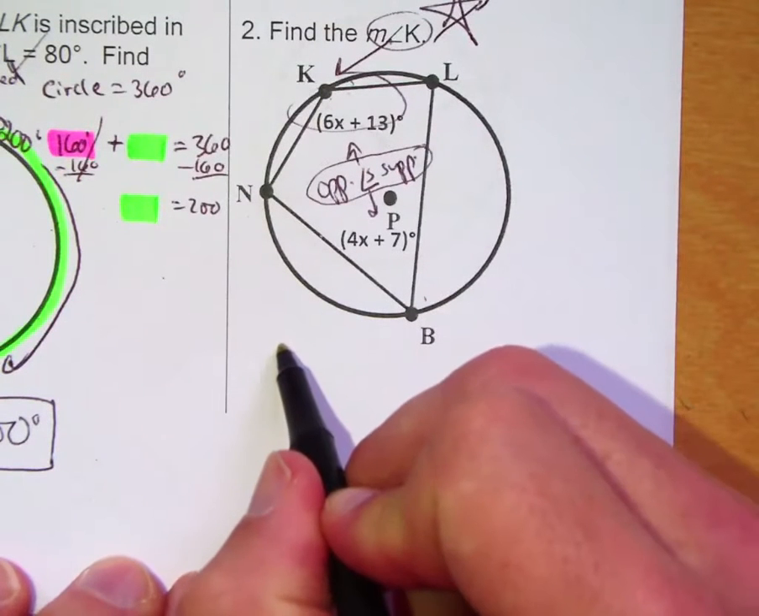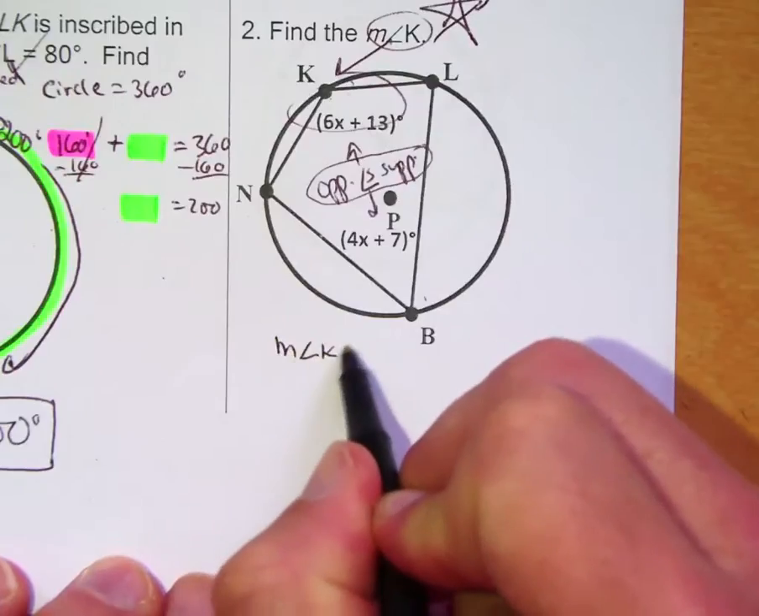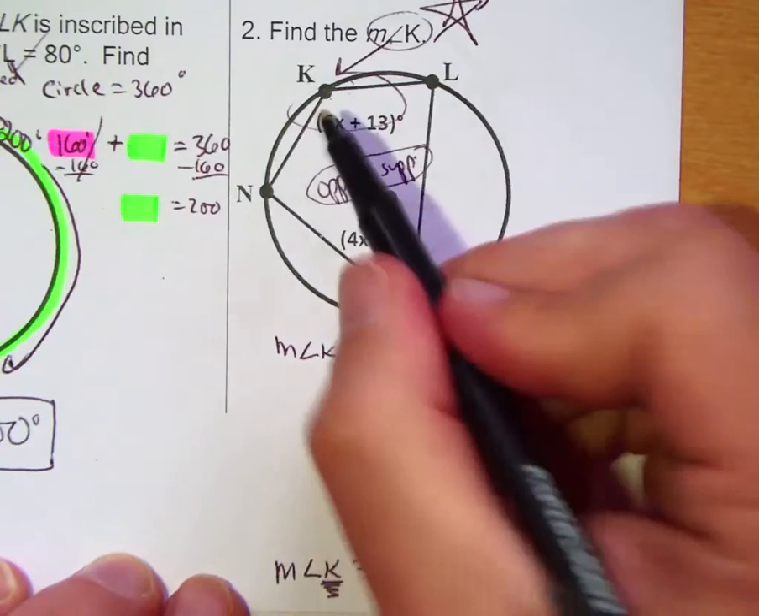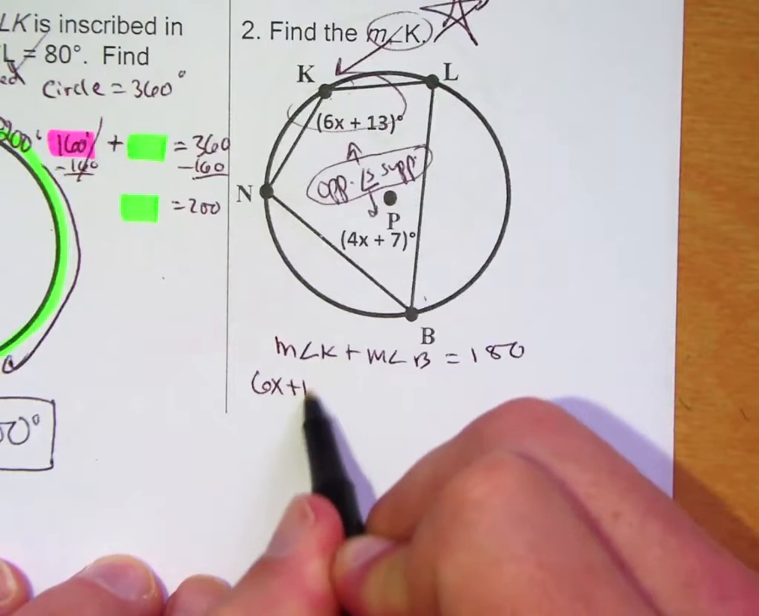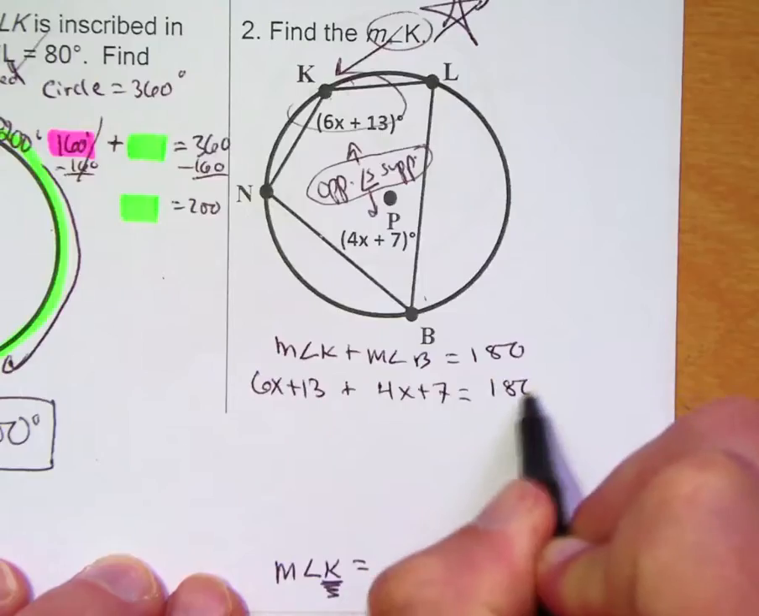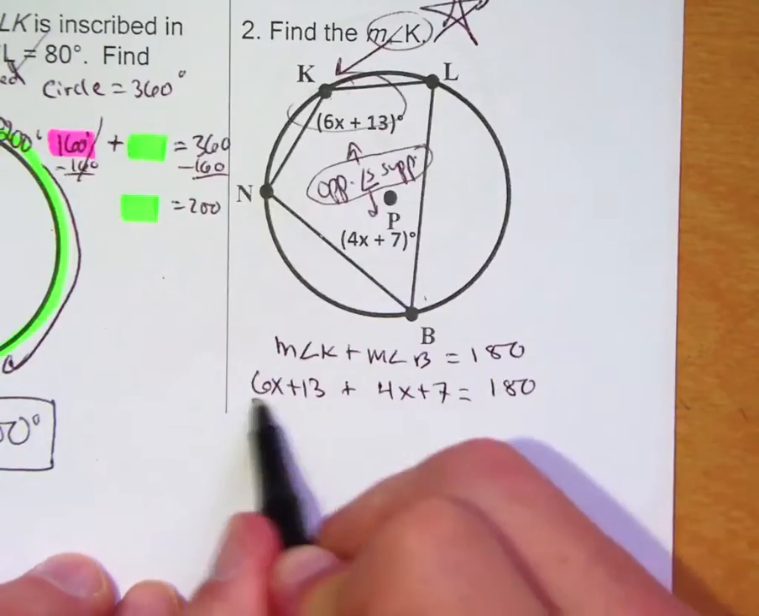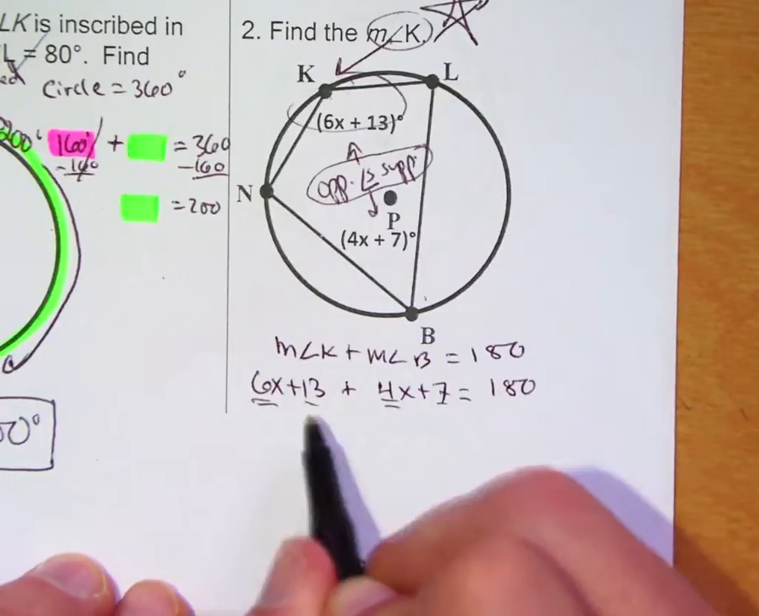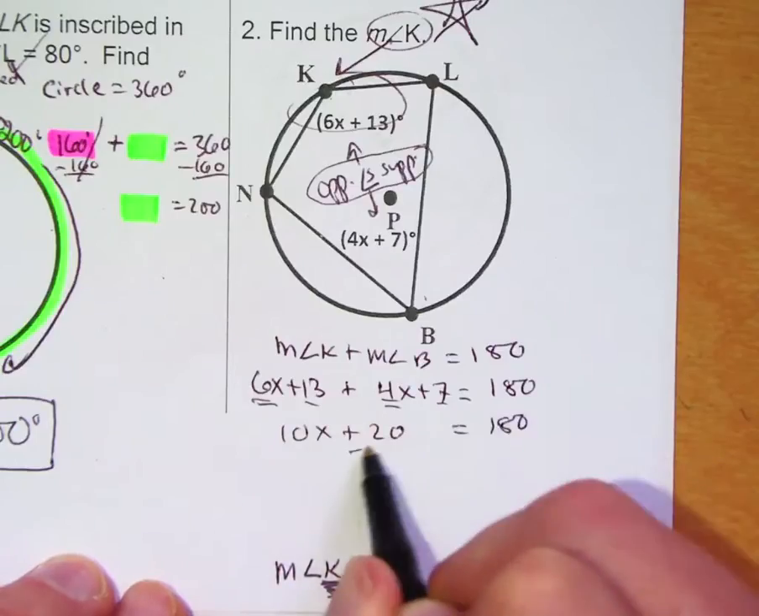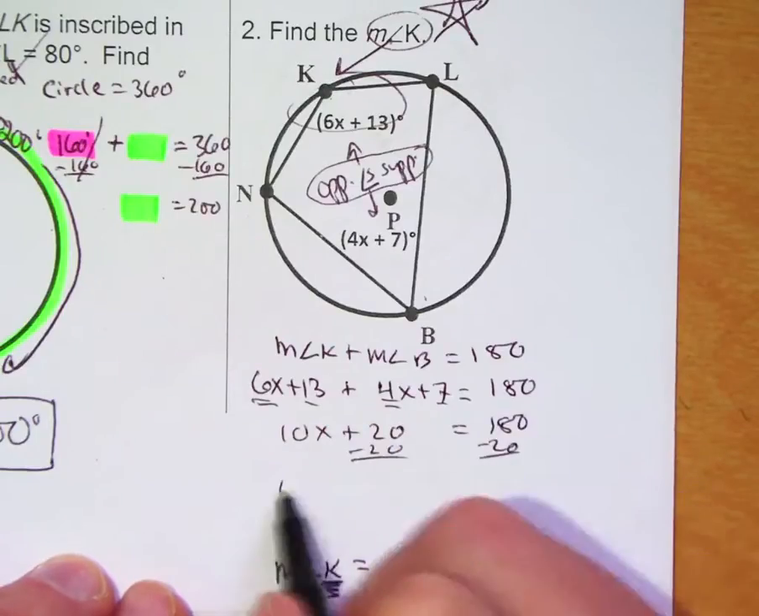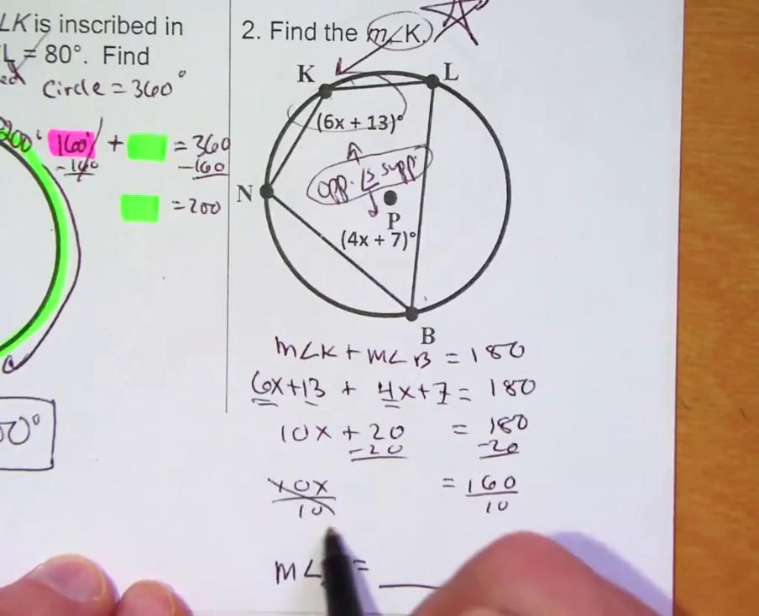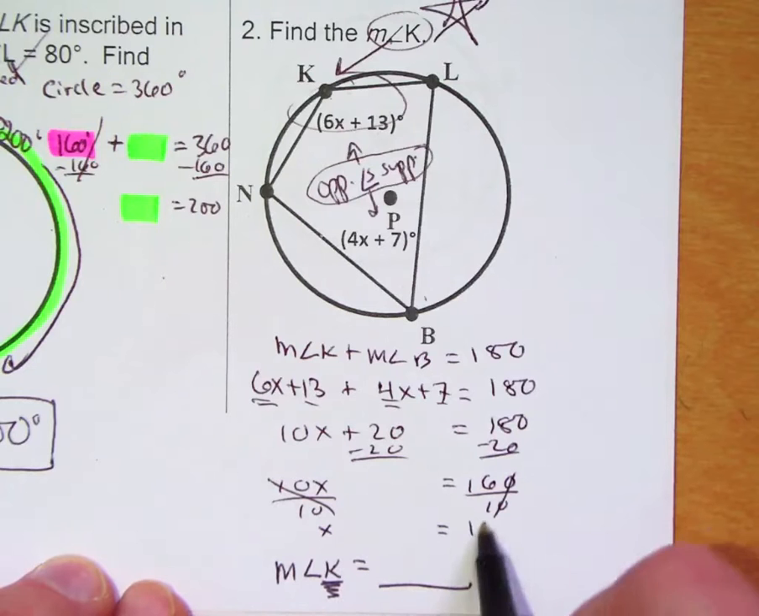So I know they're supplementary, so I know the measure of angle K plus the measure of angle B equals 180. I can go ahead and substitute 6x plus 13, and then 4x plus 7 equals 180, and it's nothing more than algebra at that point. Got my like terms, so I'm going to have 10x plus 20 is equal to 180. Let's go ahead and take 20 from both sides. 10x is equal to 160. Divide both sides by 10. Then our x is going to be 16.